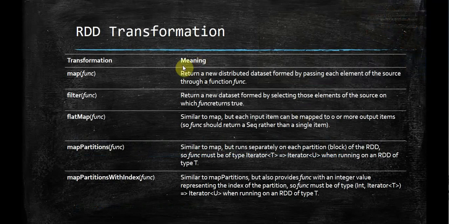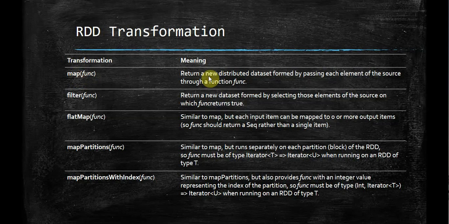In this slide I have taken the data from the Apache Spark website, where it lists the transformations and their meanings. There are different types of transformations, so I'll take each and every one, explain it a bit, and we'll try out some sample programs with it. Let's take up map.